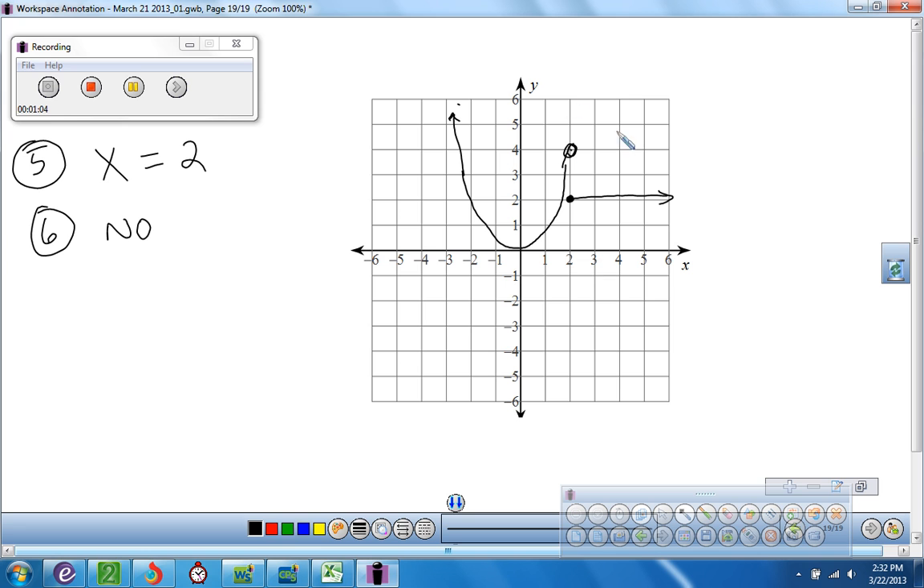Okay, now does it pass the vertical line test? Will it cross any vertical line more than once? No, so yes, it passes, so this would be a function.